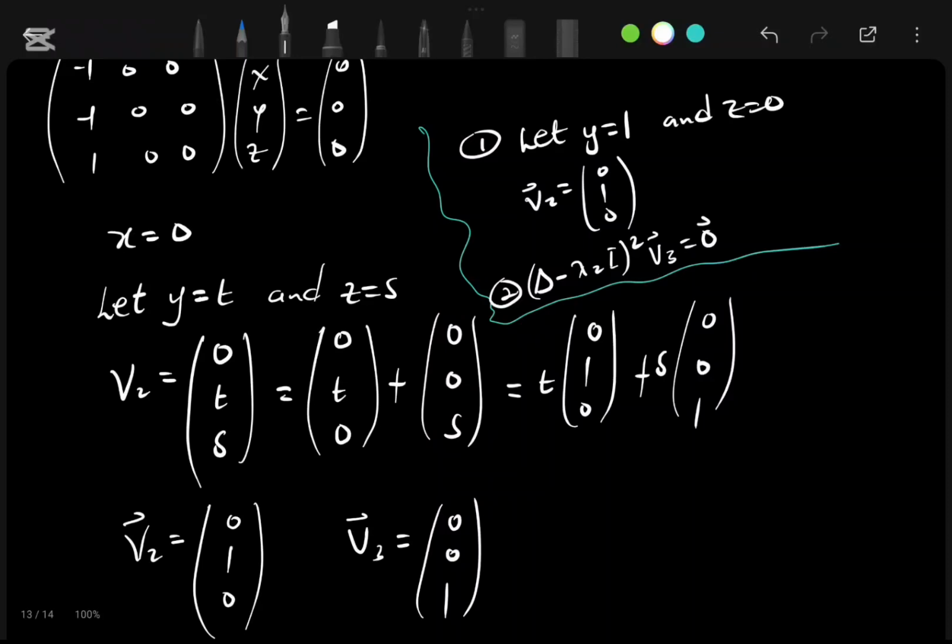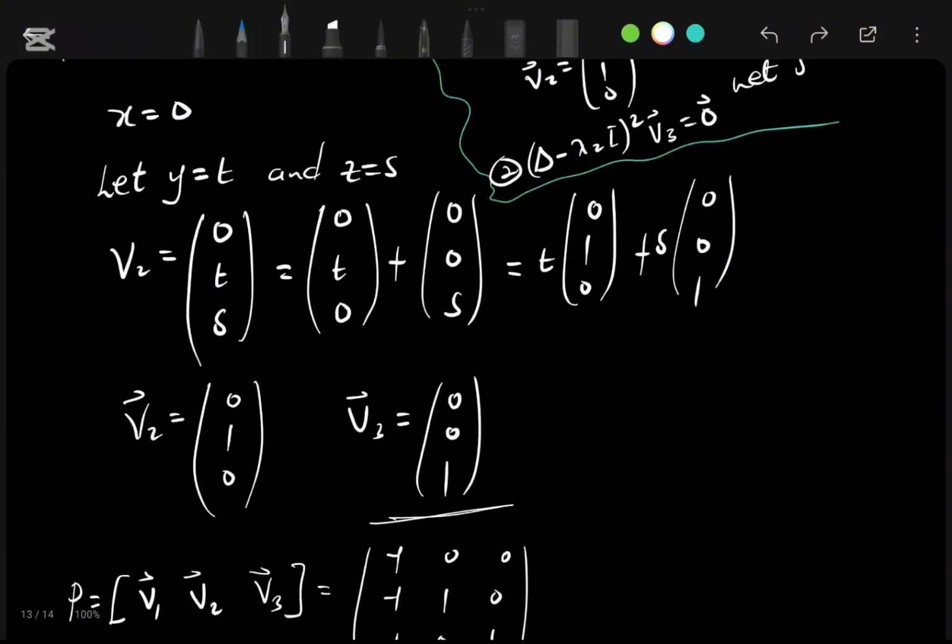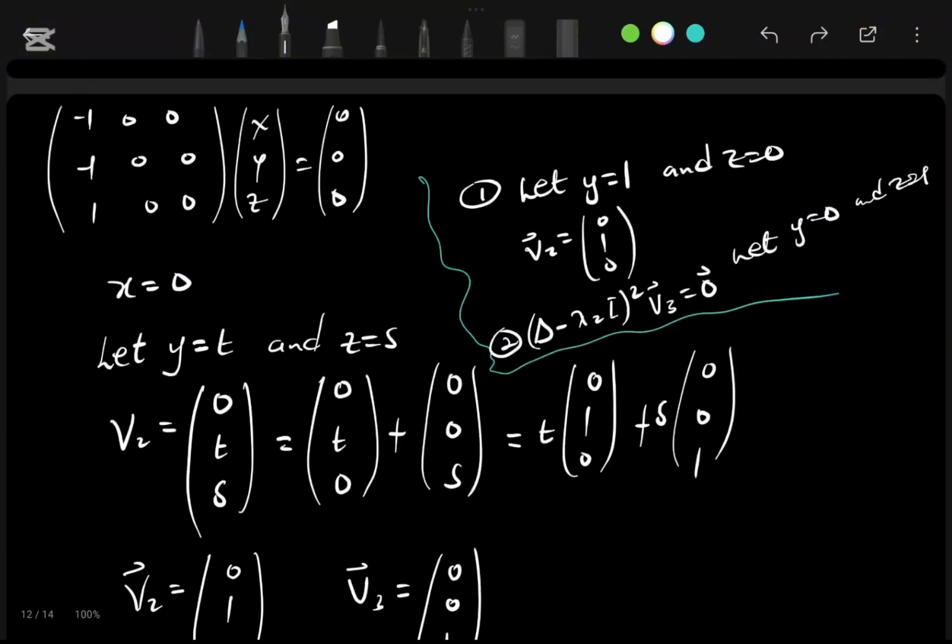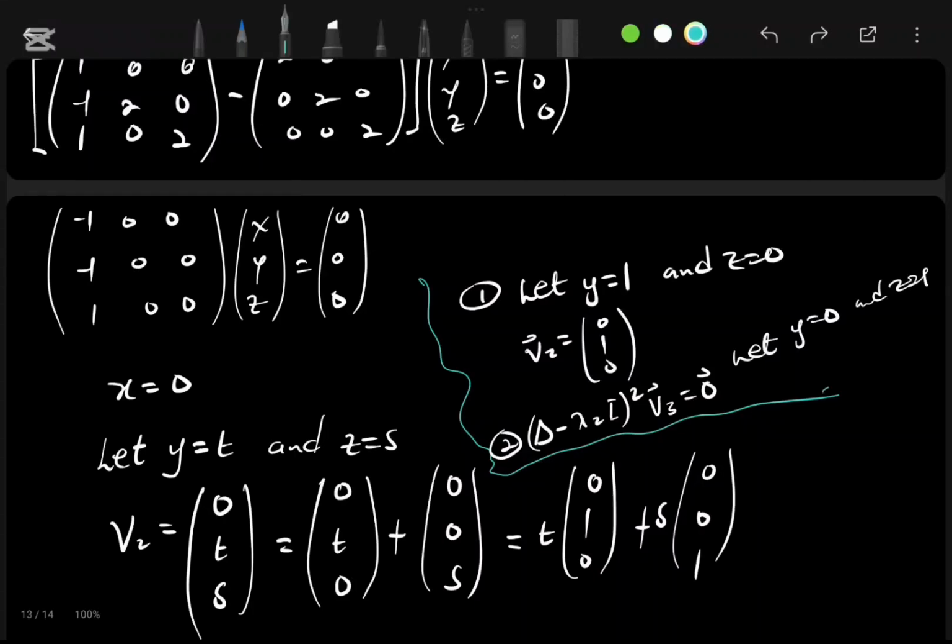And after doing this, you will see that you will get x to be equal to 0, and we will not have any value for y and z. This time you will let y be equal to 0 and z be equal to 1, which will give you this vector here. So that's the right process. As I've listed here, you can follow them and arrive at the same solution.